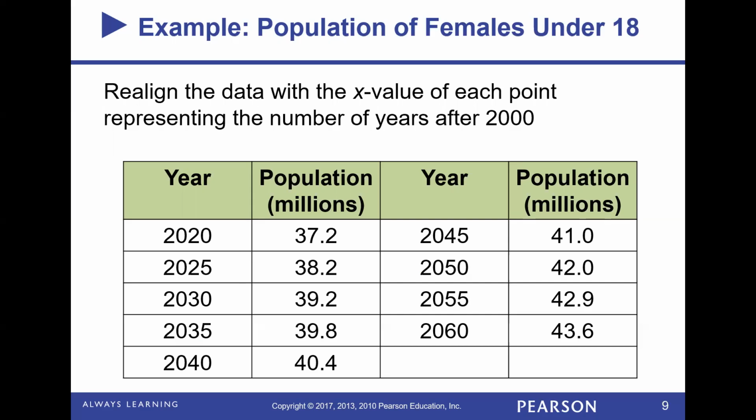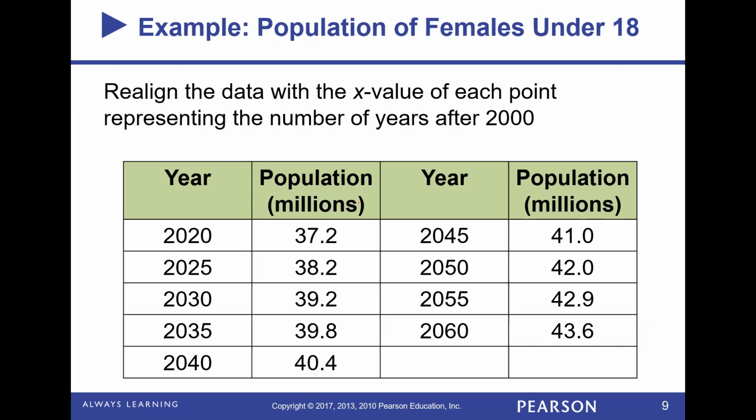So read in your problem, it's going to normally show a beautiful table like this, and then it's going to say x is the number of years since blah, blah, blah. So that's going to be kind of your 0 year. And what we're going to do is basically realign there.